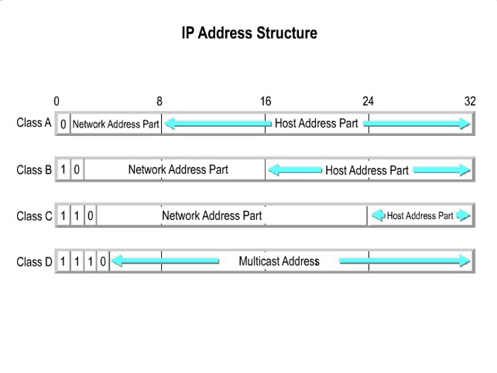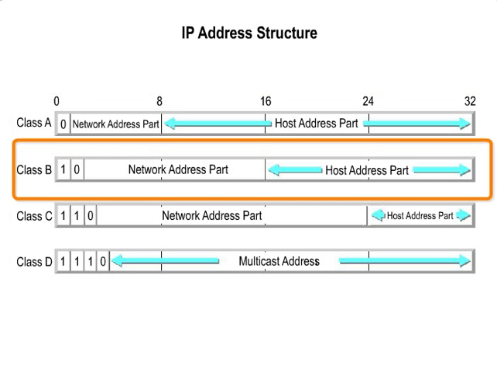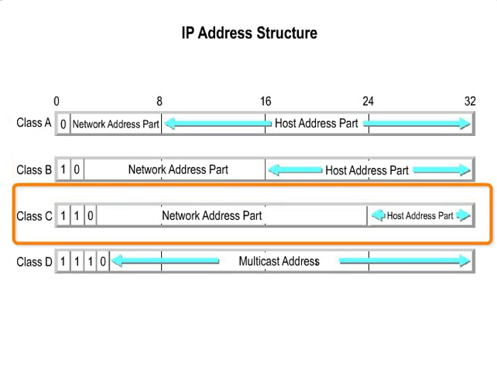Class A for giant networks, 24 bits equals 16,777,214 machines. Class B for medium-sized networks, 16 bits equals 65,534 machines. And Class C, 8 bits equals 254 machines. The type is assigned according to the network size.